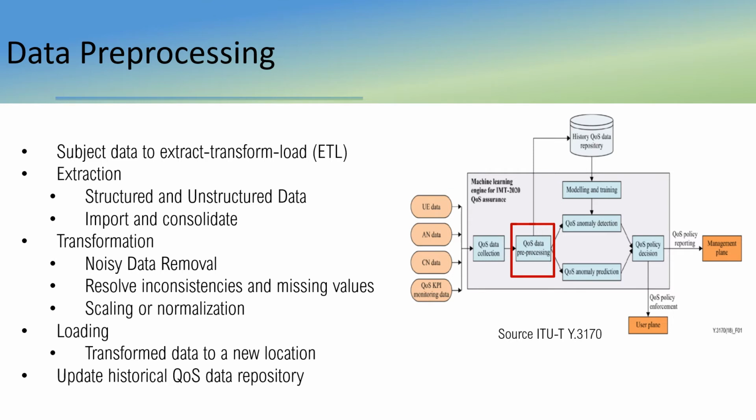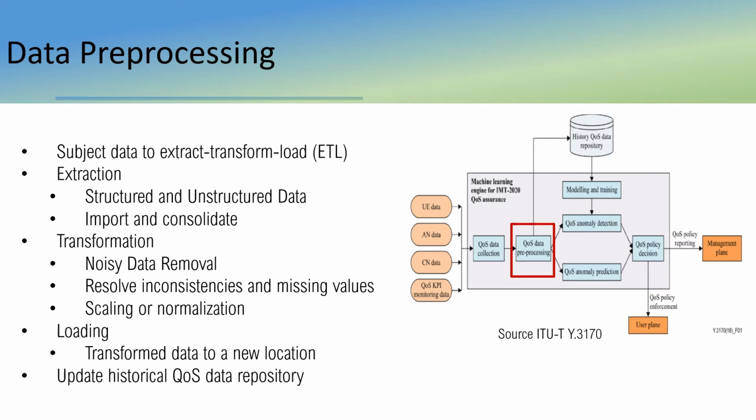So during the transformation stage, noisy data or data not relevant for the machine learning purpose is cleaned and filtered. Then if any redundant data is there, it is discarded. Inconsistencies and missing values are resolved. And finally, scaling and normalization of data is done. So coming to the loading stage, the transformed data is loaded into a new destination.